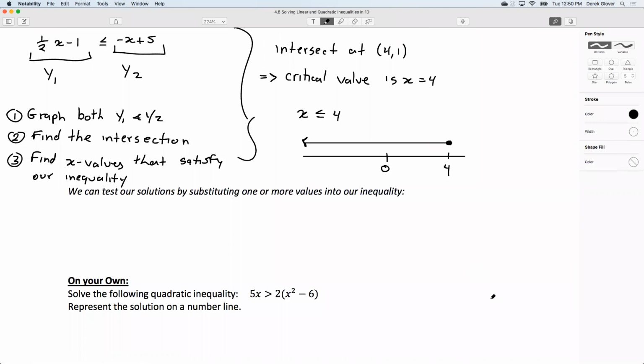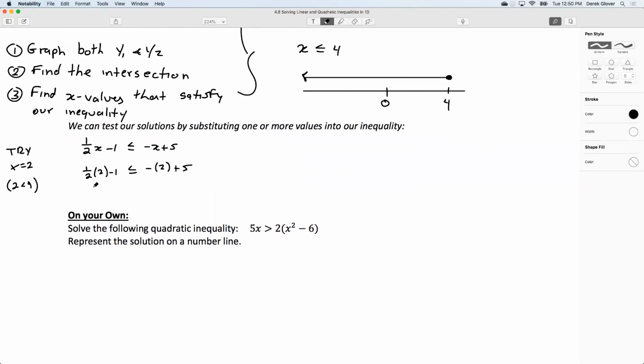We can test our solutions by substituting one or more values into our inequality. So let's pick an x value that's less than 4. Let's plug it into our function and test to see if what we did actually works. We're using the inequality 1/2 x minus 1 is less than or equal to minus x plus 5. Let's use 2. We're going to try x equals 2, because 2 is less than 4. So if we plug 2 in, 1/2 of 2 minus 1 is less than or equal to minus 2 plus 5.